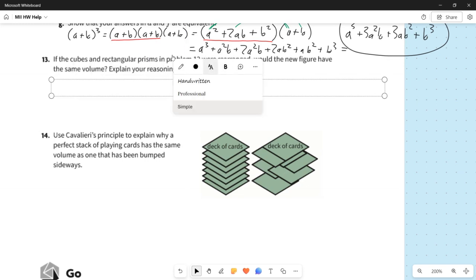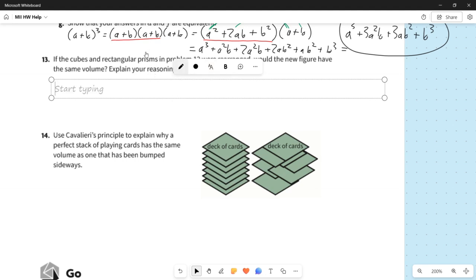So, to answer this question, are they going to have the same volume?